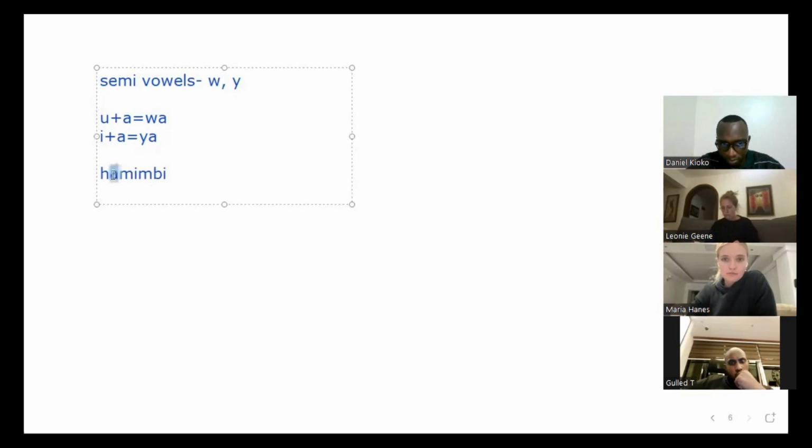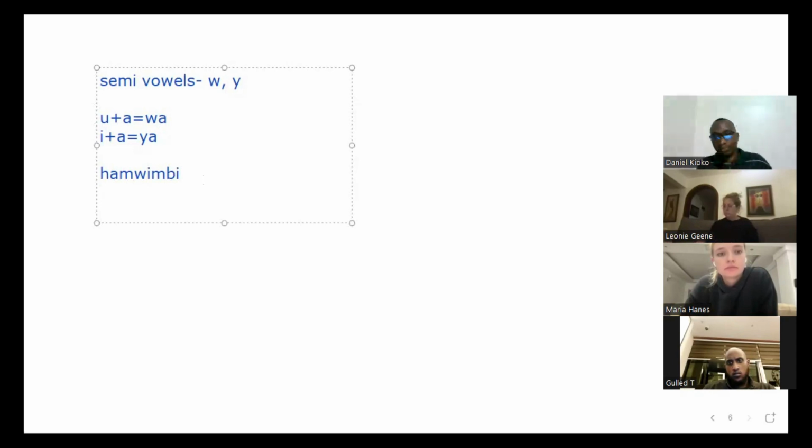Because remember, Kiswahili is pronounced syllable after syllable. So you can separate it, bringing in the W, a semivowel, to streamline the pronunciation. Hamwimbi. You can have an imaginary M in between. Anyway, this will become clearer as we go on, but I hope it has given you an idea of what I'm trying to say.